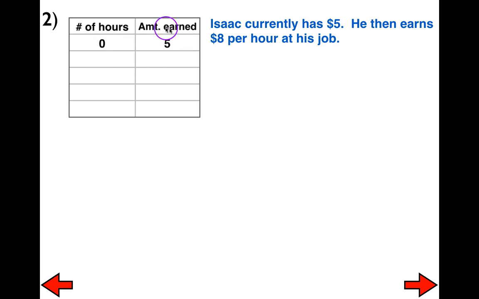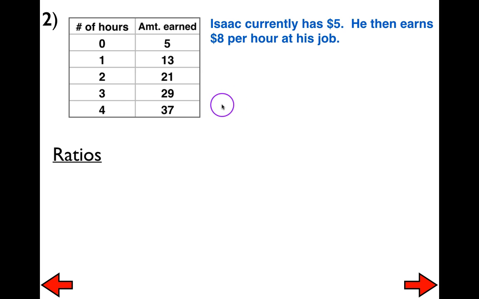Here's what we would call the initial value, because this is how much he started with. Now, after every single hour, okay, so let's see, next hour, how much would he have altogether? He would have 13 because he's earning $8 on top of that 5 that he already has. So the second hour, he'd have 21 because you're, again, adding $8 more to what he already has. By the third hour, he'd have 29, and by the fourth hour, he'd have $37.